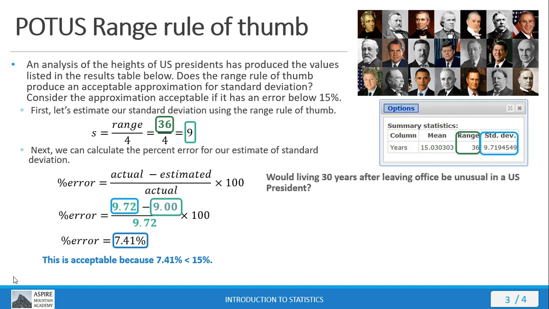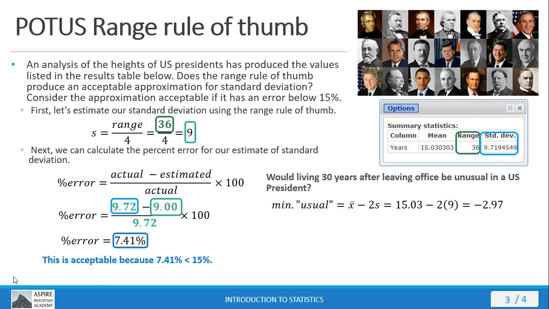Now, would living 30 years after being elected to office be unusual in a U.S. president? Pause the video here, go get your answer, and then come back so we can talk about what you found. Okay, let's take a look at this. We first would need to know the range of usual values. So if 30 years is inside that range, then it would be usual or expected. And if it's outside that range, then it would be unusual.